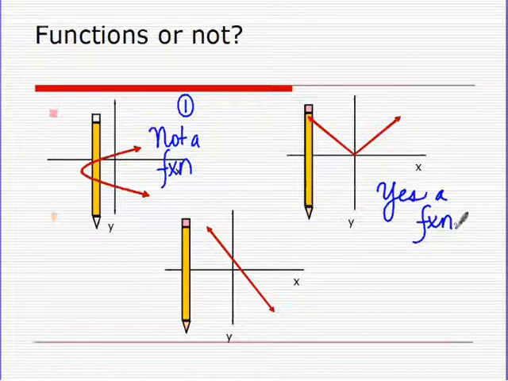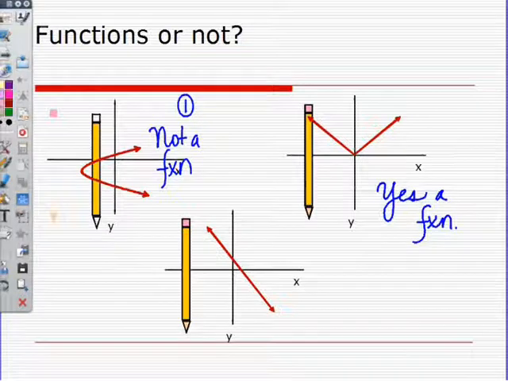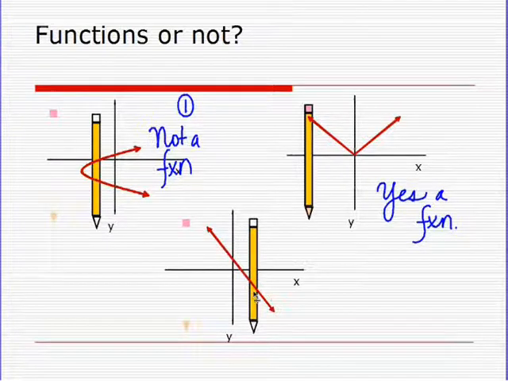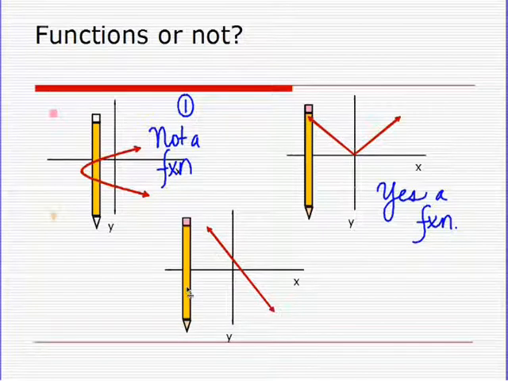And the third one, down here at the bottom, take your guess. Is it a function? Is it not a function? Crossing once, crossing once, crossing once. And it's fine, right? So it is also a function.